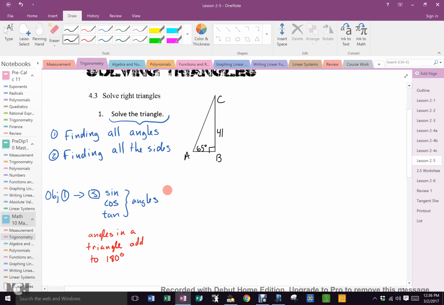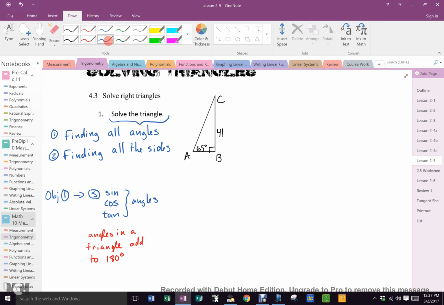So if you need to solve a triangle, you are going to need to do one or both of those things. You need to know that. Does it matter when you do it? No, just like it doesn't matter when you make your bed.